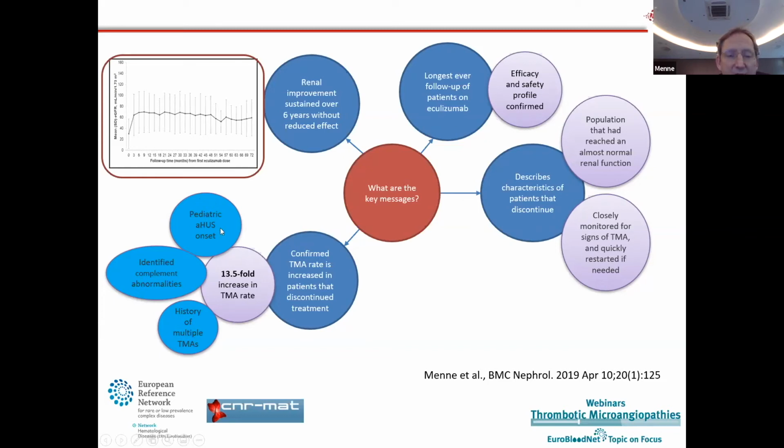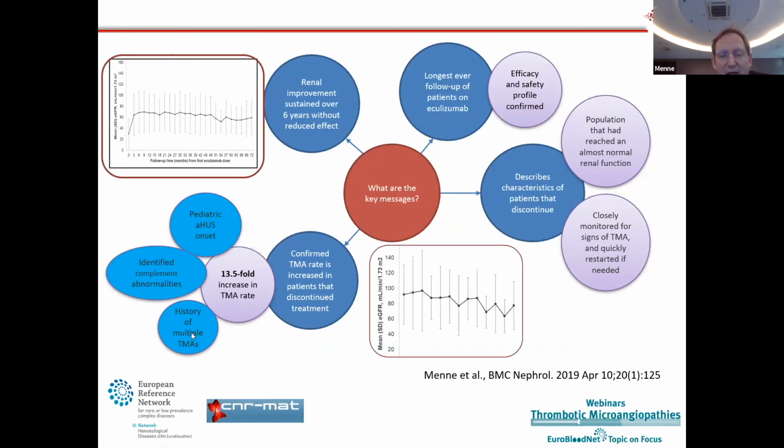And these were actually especially pediatric aHUS patients. So I always think if someone already gets the disease in pediatric time, they probably have a worse genetic background, who had identified complement abnormalities and a history of multiple TMAs. So if you had already one or two episodes prior, then you were also more likely to get a relapse.